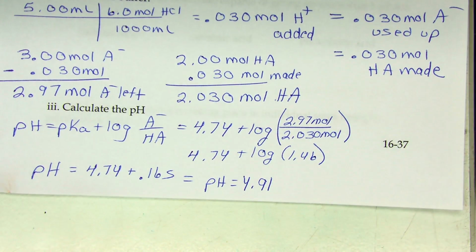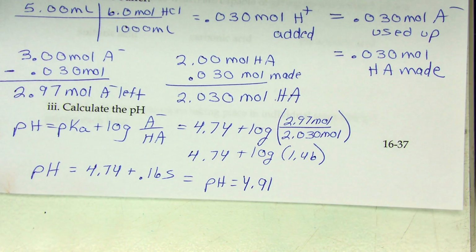Now, what was the pH up at the top of the page? 4.92. So our pH changed by 0.01 pH units. Would you say that this buffer did its job of preventing a large shift in pH? Yes, it did.